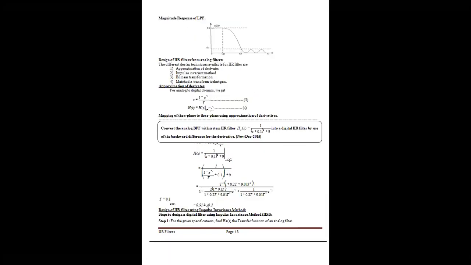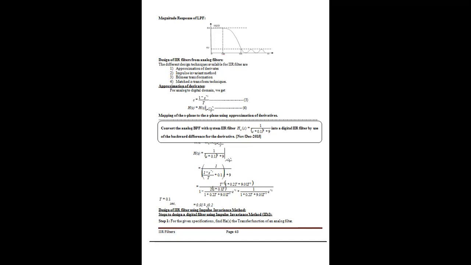So far we have seen how to design a Butterworth filter and the Chebyshev filter. Next we have to see how to design the IIR filter from an analog filter. So we have four different methods. One is the approximation of derivative, the second one is the impulse invariance method, the third one is the bilinear transformation, and the fourth one is the matched Z transform technique.